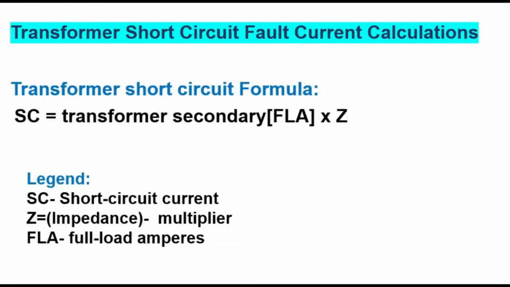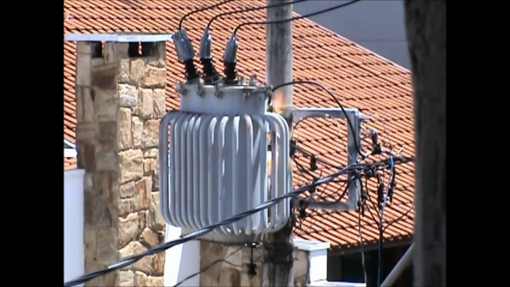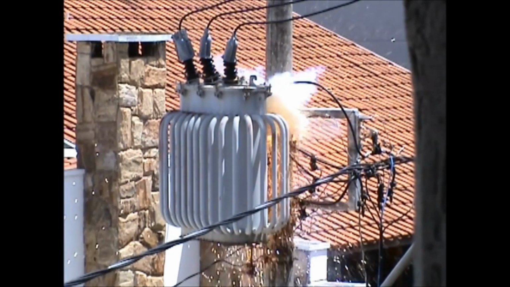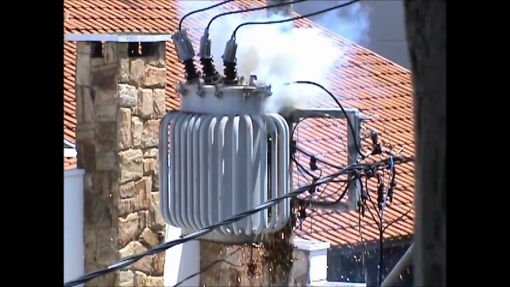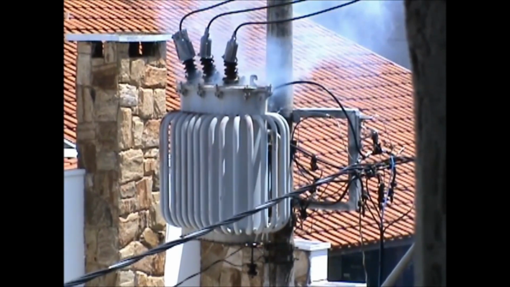Our next topic is transformer short circuit fault current calculations. Short circuits or faults can and do occur on electric power and distribution systems. When a fault occurs on the load side of a transformer, the fault current will pass through the transformer. As components on these systems, transformers need to be able to withstand these fault currents.